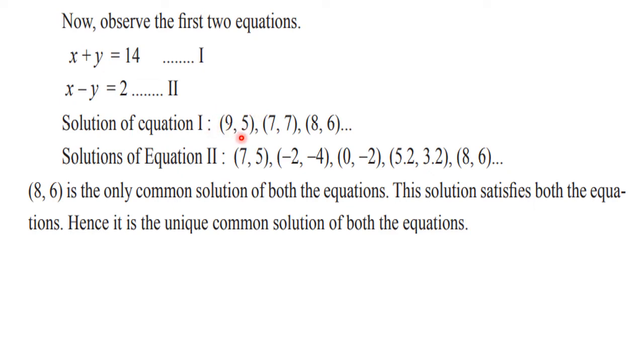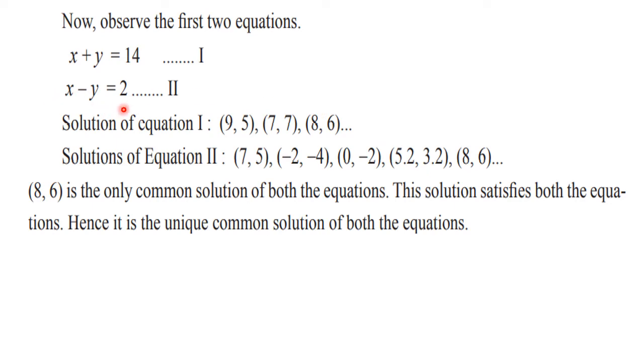You know ordered pair. You have studied in geometry, in graph, that in round brackets we write down the ordered pair, and the first number gives the value of the first variable, that is x, and the second number gives the value of y. Such a pair is called an ordered pair. So equation number 1 has solutions like (9, 5), (7, 7), (8, 6), etc.